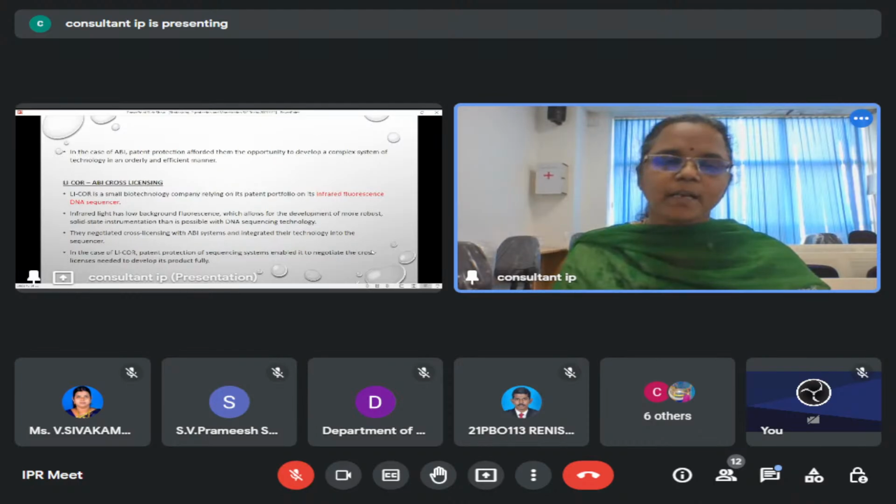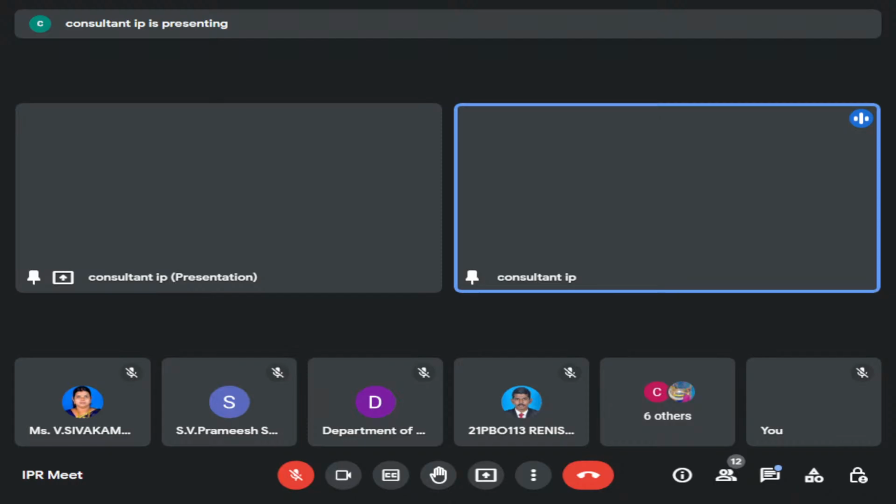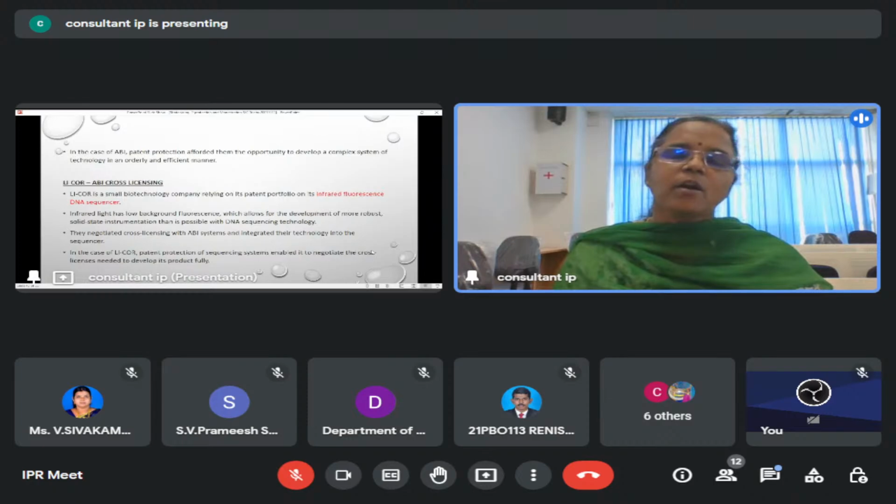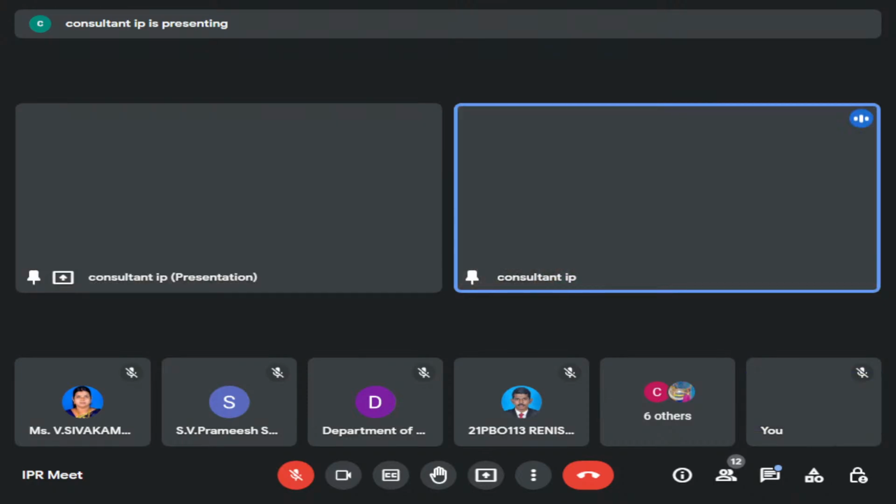So Lycor cannot manufacture the sequencing machine, but they have an additional feature that can be added to it. Now ABI cannot integrate infrared fluorescence without the permission of Lycor, and Lycor cannot manufacture the sequencing machine without the permission of ABI. So that is when they enter into the cross-licensing strategy.